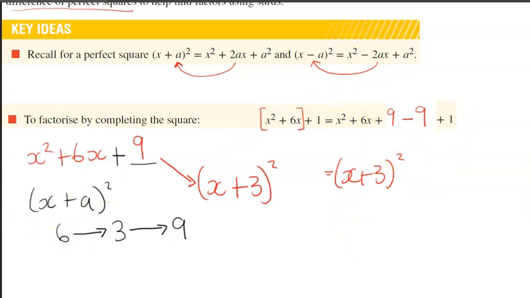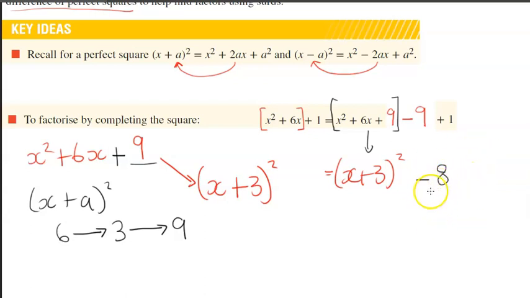Okay, so what I've done here is I've grouped this part over here so I can force it to be factorized. And then now I've just got to deal with this minus 9 plus 1, which is minus 8, by the way. Okay, so we've sort of got there. We've kind of factorized it, but there's still this minus 8 that we have to deal with.